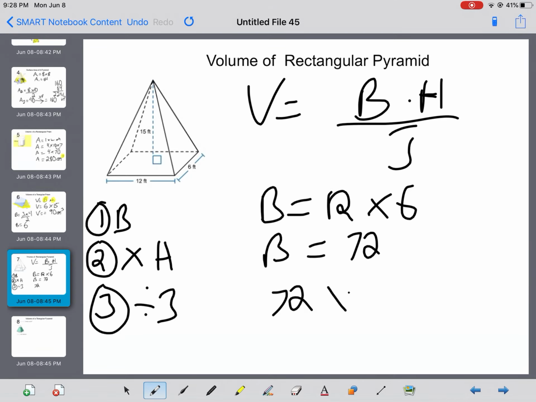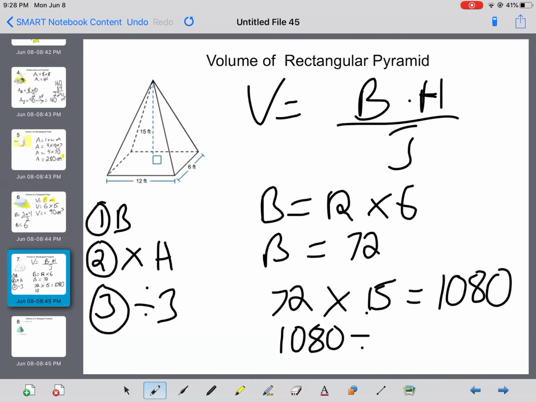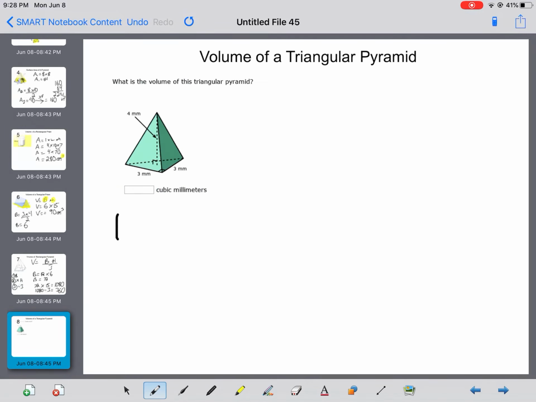Then I'm going to do 72, I'm on step 2, times the height. 72 times 15, which equals 1,080. And then I'm going to do 1,080 divided by 3. Again, we didn't really get into why that works, but it does. So you just need to really remember that formula. So we get 360.